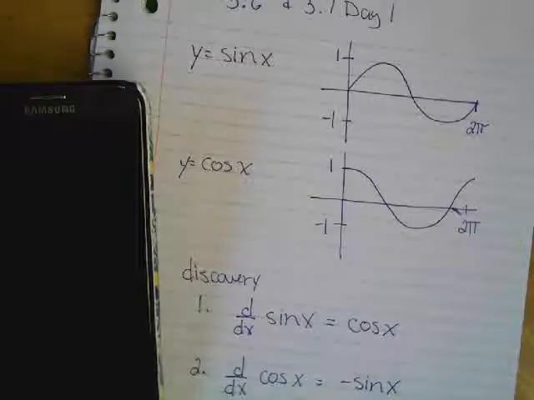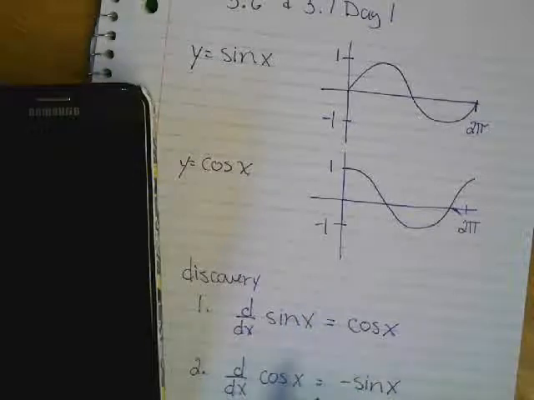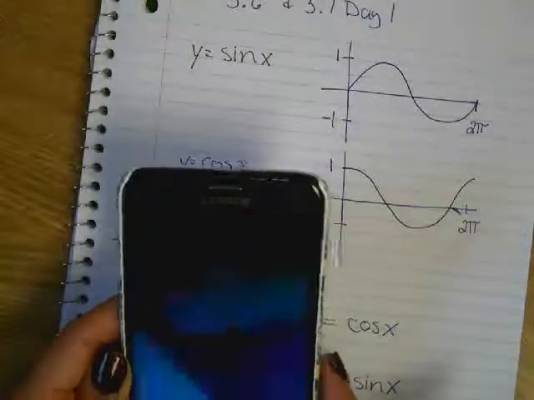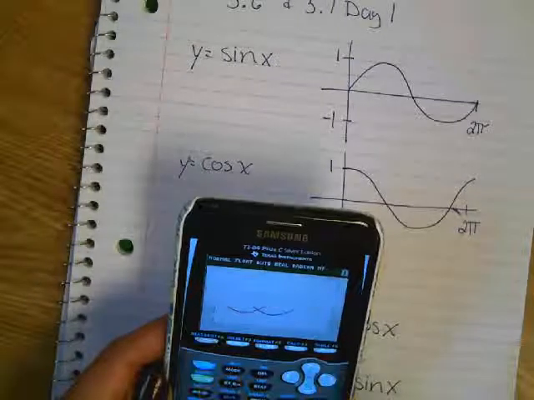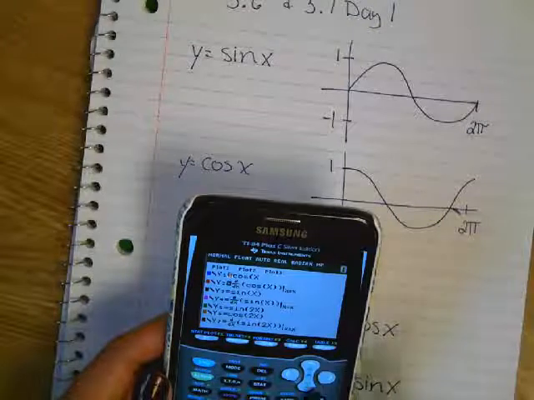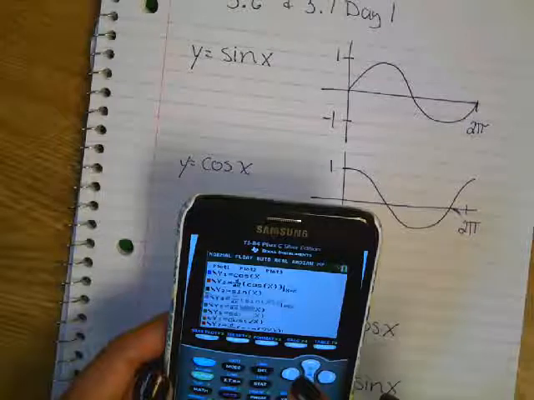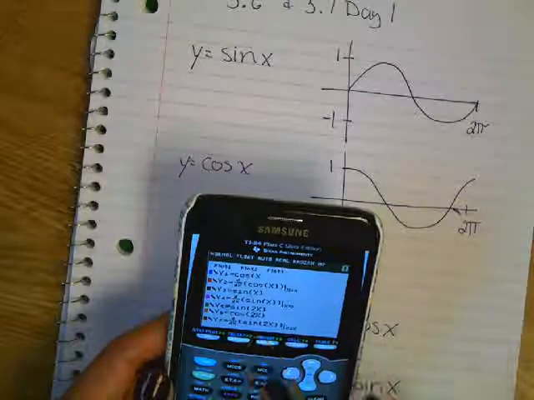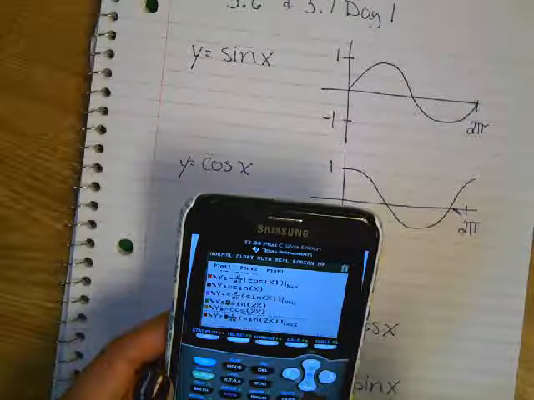Okay? Then there's one more thing that I want you to pick up on. If the angle's not just an x, what happens? Something happens in here, and you're going to see that. I'm going to show you one of these. So I'm going to go back, turn off cosine, turn off this one. We are going to look at sine 2x, and then the derivative of sine 2x.